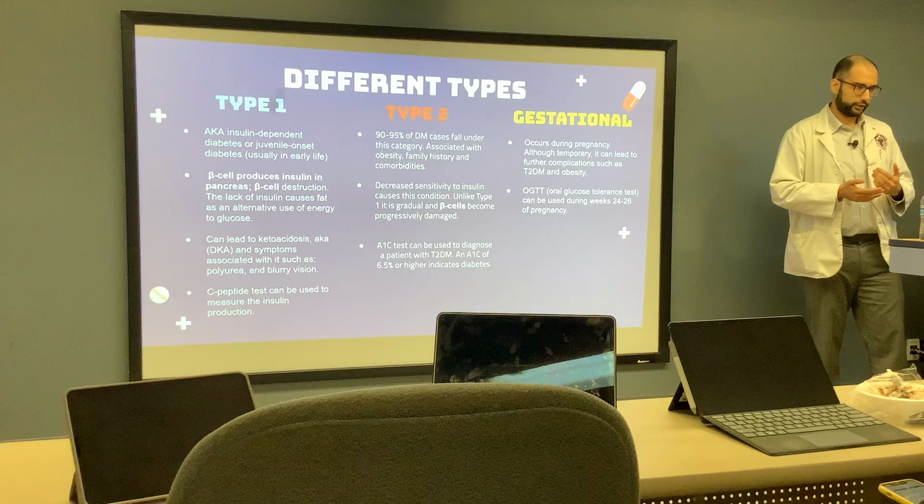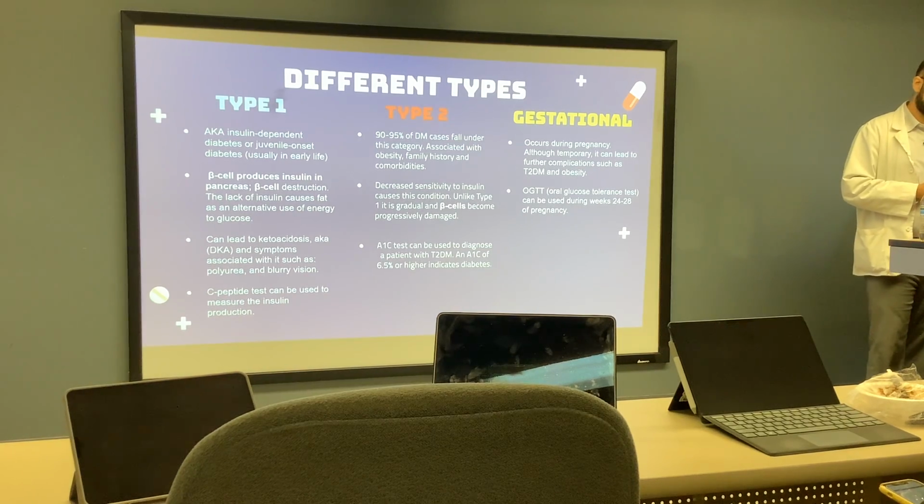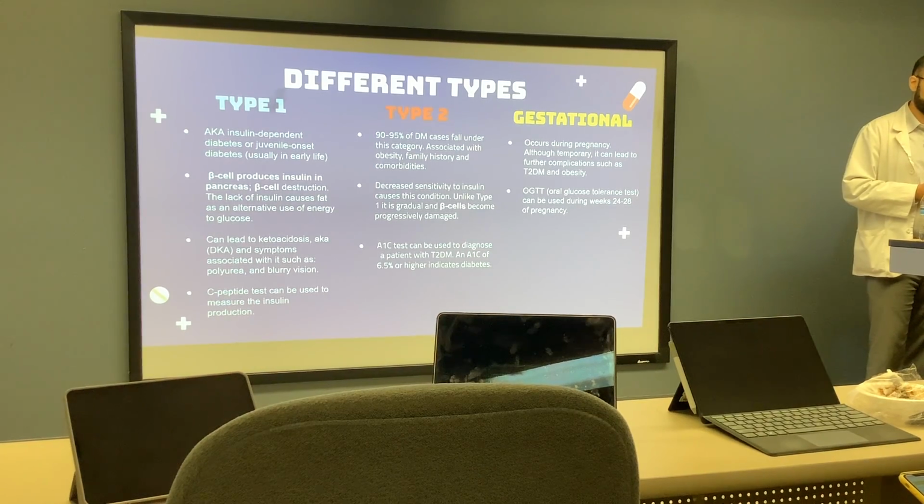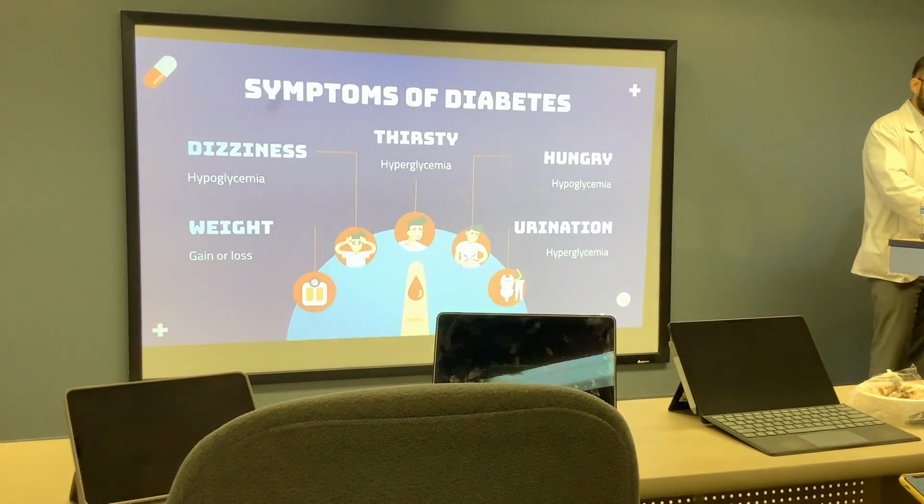Then we have gestational diabetes, which occurs during pregnancy. This can be temporary, although it can lead to further complications such as type 2 diabetes mellitus and obesity. There's also a test we can use called the OGTT, or oral glucose tolerance test, and this can happen during weeks 24 to 28 of pregnancy.